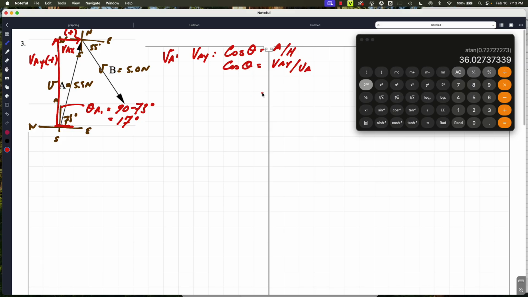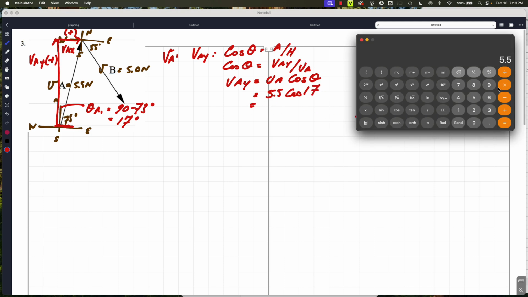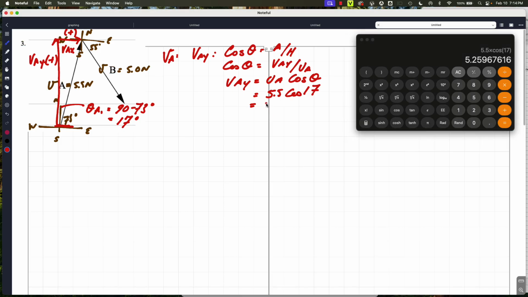We'll just finish this off then. So VAY equals VA cos theta. That's 5.5 cos 17 degrees, which makes 5.5 times 17 degrees cos. And that equates to 5.26 newtons.